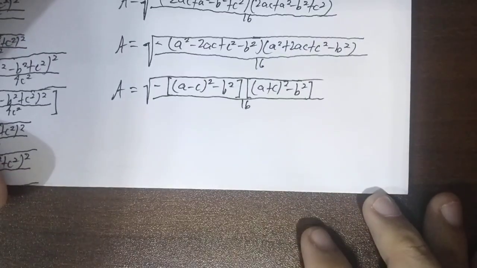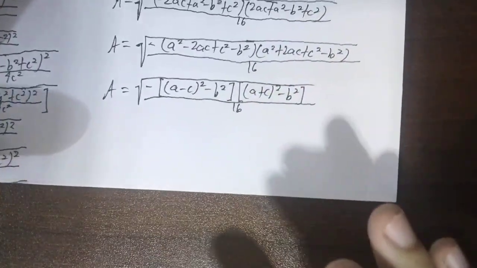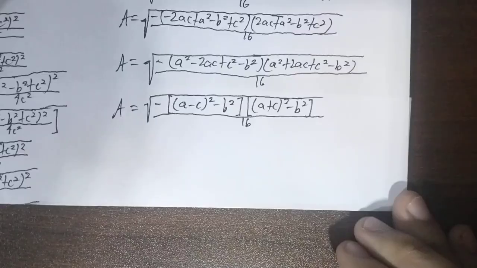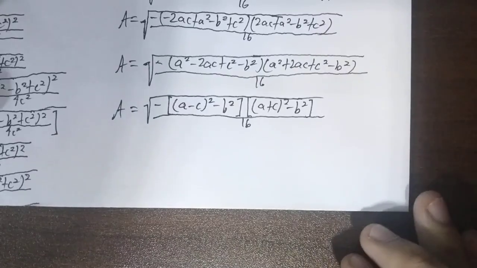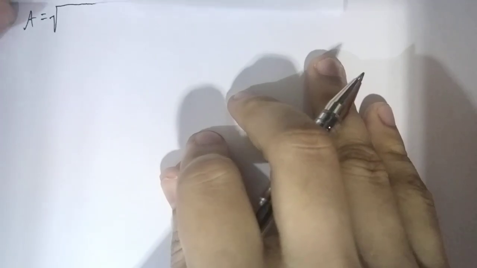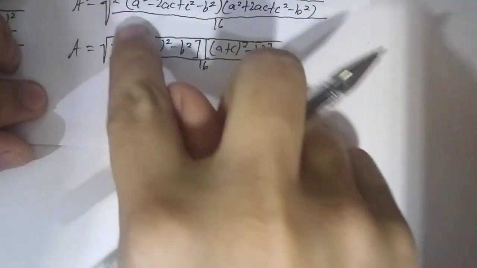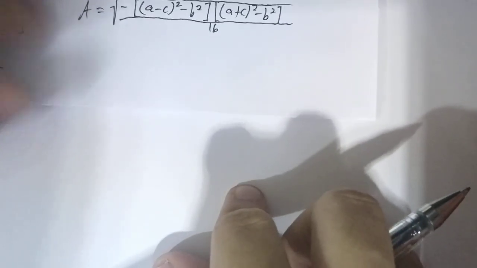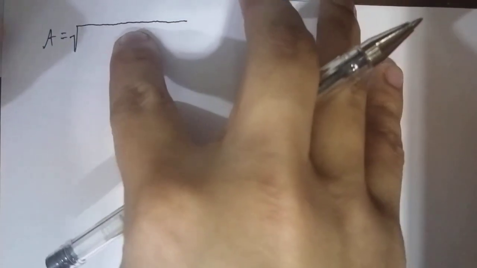Okay. So let me change my paper real quick since I'm running out of space here. This will become A is equal to the square root. Okay, I would distribute the negative here. Just do this real quick. There you go.